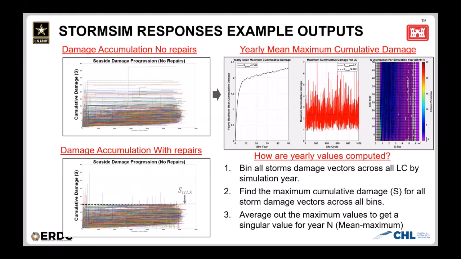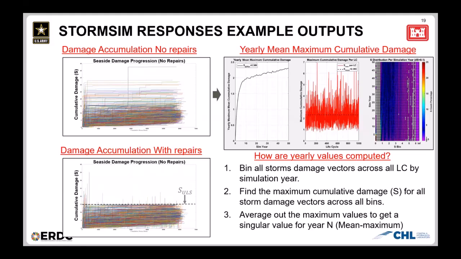So you're able to do any kind of post-processing to determine, oh, how many times throughout the simulation did my structure exceed that ultimate limit state? And this is the type of information that you can get from these types of plots and data sets. But then on the top right side is a similar type of informational plot where you can see the yearly mean maximum cumulative damage. You can also see the maximum cumulative damage per life cycle. And you can see the distribution of damage accumulation per simulation year.